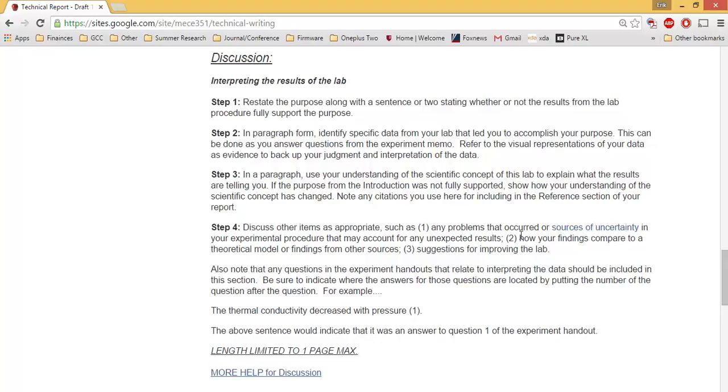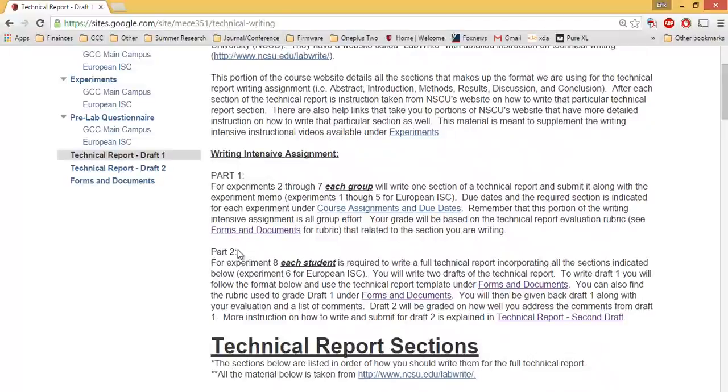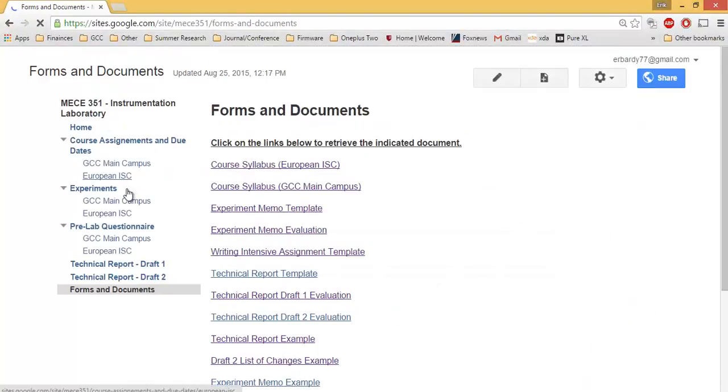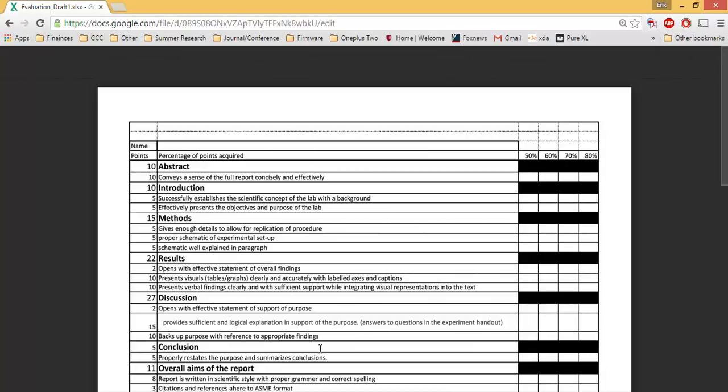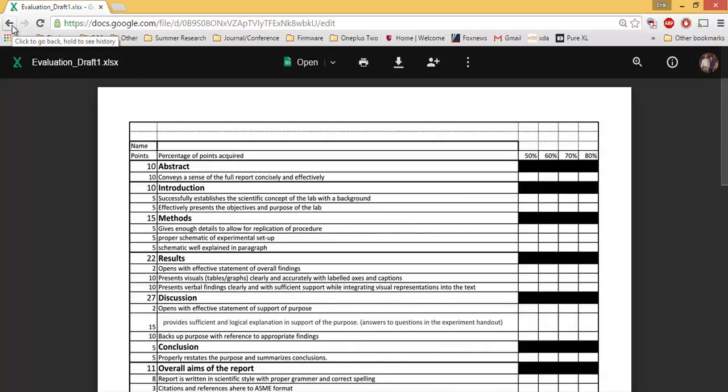Once you actually write up your discussion section, you can go back and critique it and make changes to it based on how it's going to be graded. So if you go under Forms and Documents and then bring up Technical Report Draft 1 Evaluation, and scroll down to where it talks about discussion, it'll tell you the rubrics and how it's going to be graded. The discussion is based on 3 different rubrics. Number 1, that you open with an effective statement of purpose. Number 2, provide sufficient and logical explanation in support of the purpose, answering all the questions in the experiment handout. And then number 3, backs up the purpose with reference to specific findings, meaning that you actually reference numbers from the results.